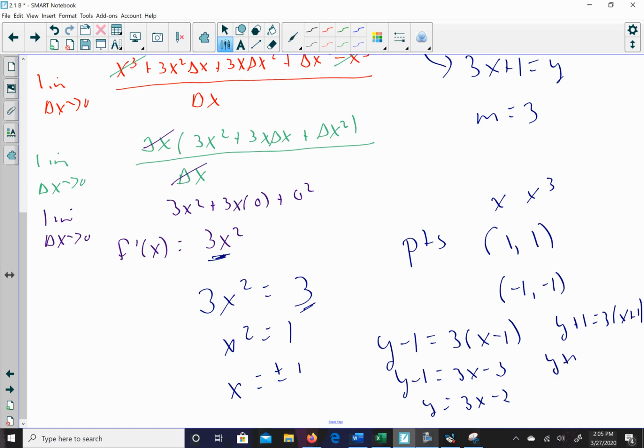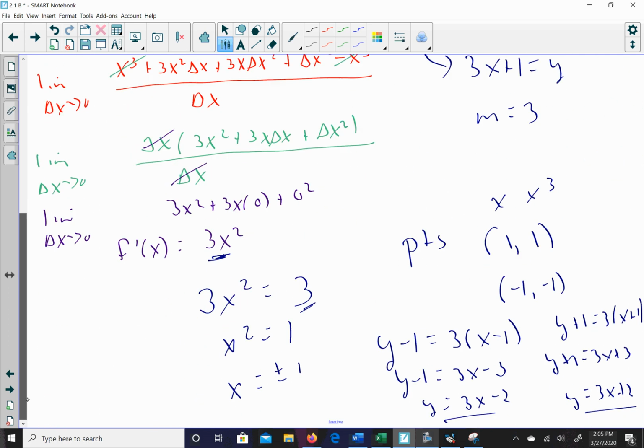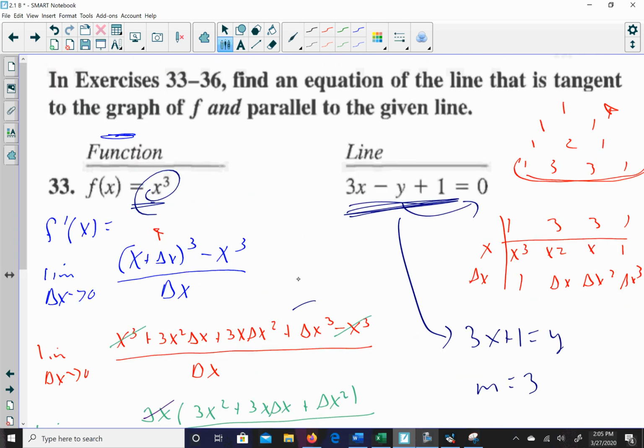So y plus 1 is equal to 3x plus 3. Y is equal to 3x plus 2. And those are the two equations of the tangent lines to this graph here that are parallel to that graph there. So what this line did is it told me what to set my derivative equal to. It told me to set my derivative equal to 3. Okay, moving on to the next one.